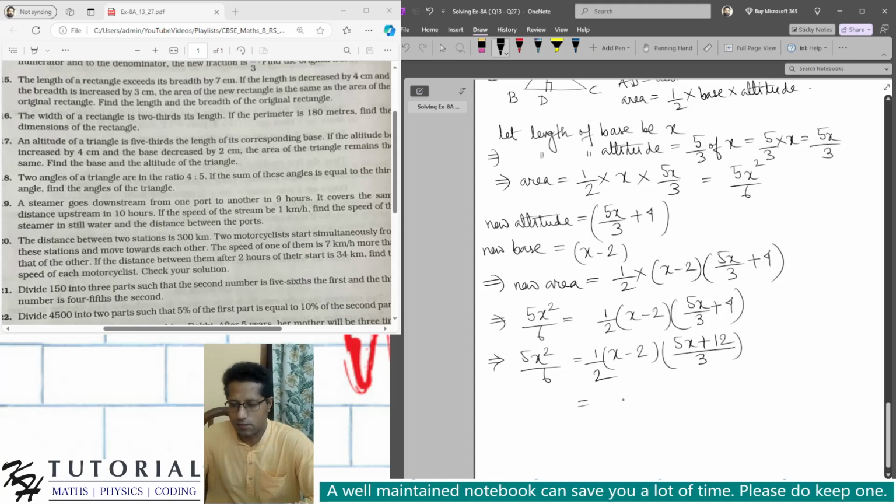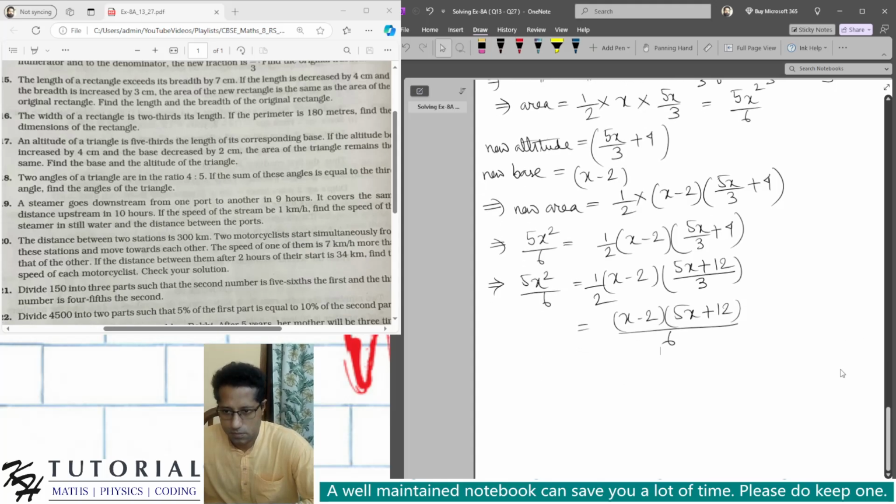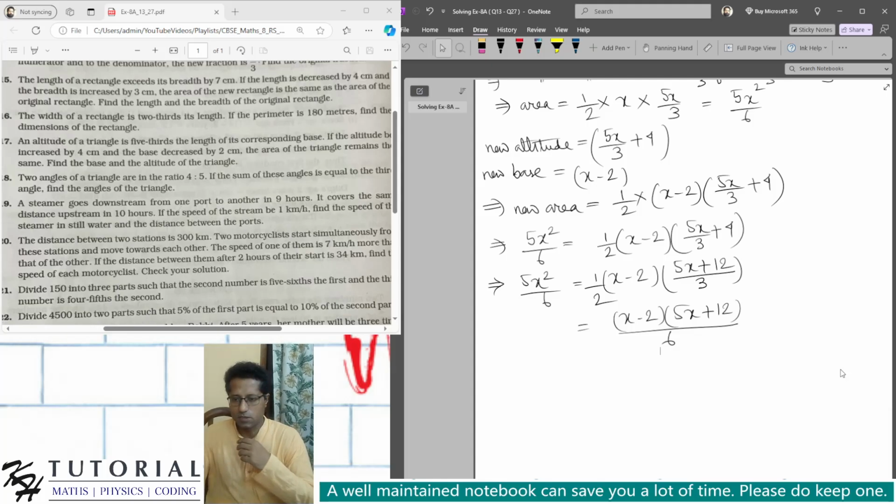Now the RHS, if we do a little bit of further simplification, becomes x minus 2 multiplied by 5x plus 12 divided by 3 into 2, that is 6. So we have 5x square by 6 is equal to x minus 2 multiplied by 5x plus 12, whole divided by 6.